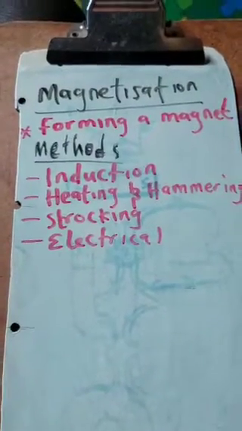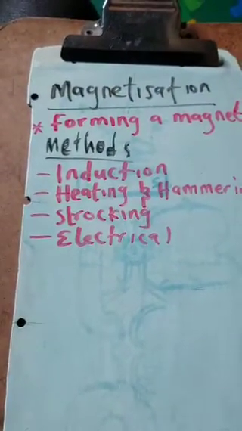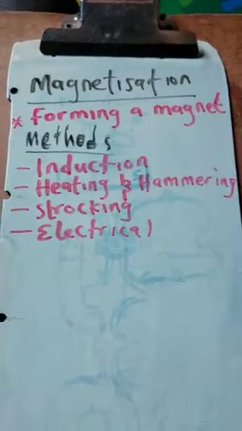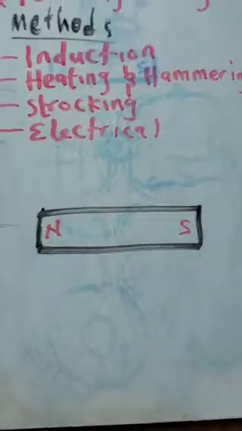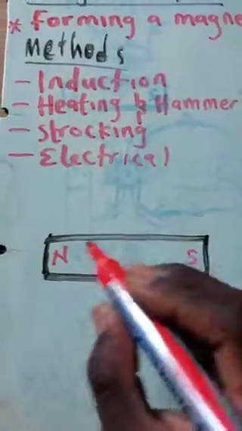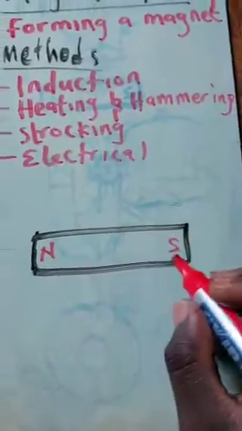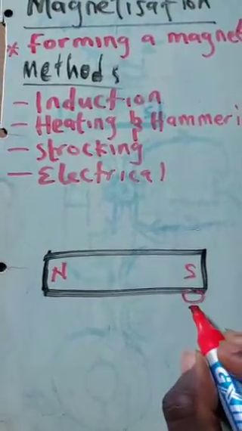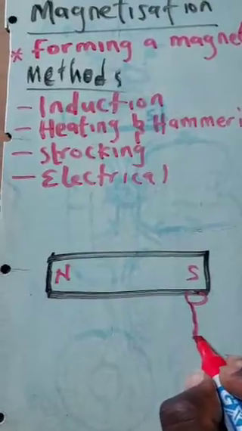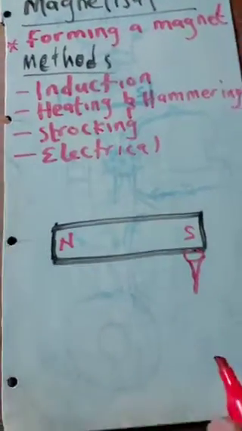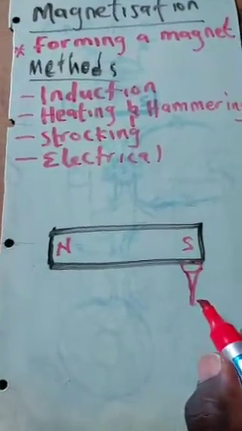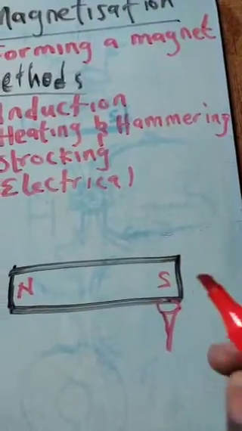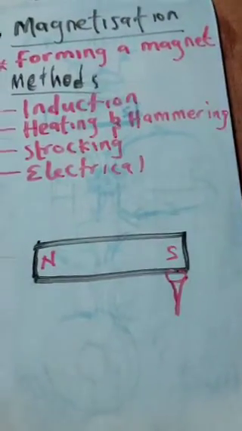The induction method is the type of magnetizing a magnetic material without it being in contact with the magnet. When you have a magnet like this, and then you bring a nail made of iron or steel, it will stick to the magnet like that. So the induction method, I've said, is a method of magnetization without requiring contact.